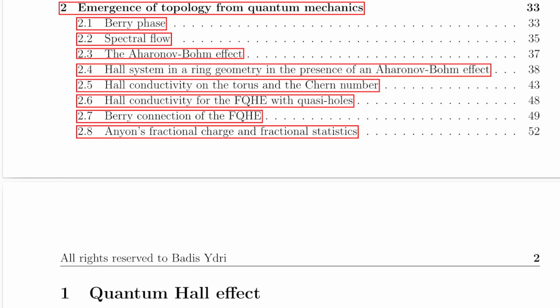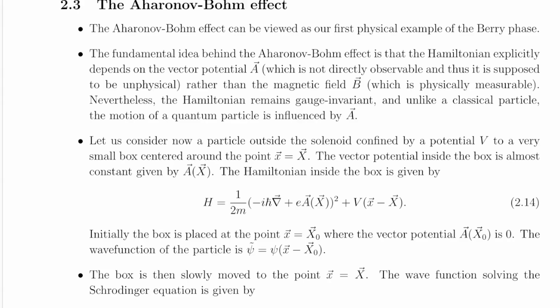Let's now explore the Aharonov-Bohm effect, our first physical realization of the Berry phase. The key idea is this. In quantum mechanics, the Hamiltonian, the energy operator, depends directly on the vector potential, not just the magnetic field. Even though the vector potential is not directly observable, it still influences the quantum particle. This is in sharp contrast to classical physics.